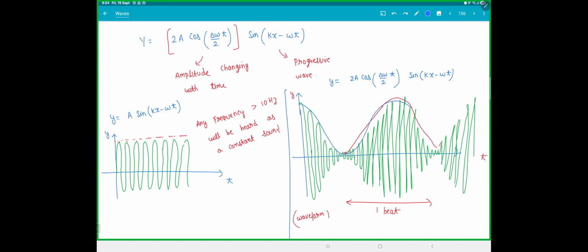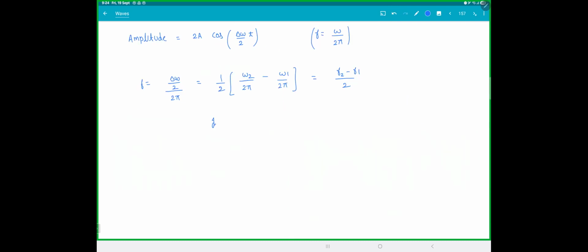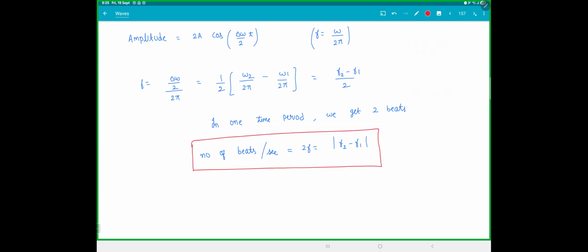Can you see this? In one full cycle, you get 2 beats, right? In one time period, we get 2 beats. Therefore, number of beats will be 2f. So the formula is pretty easy. That's what I said: for a mains level, you need not know all this derivation. 2f is simply mod of f2 minus f1, depending on which one is bigger. At a mains level, this formula will do. The derivation is important though. I'll show you how to frame a question in advance.